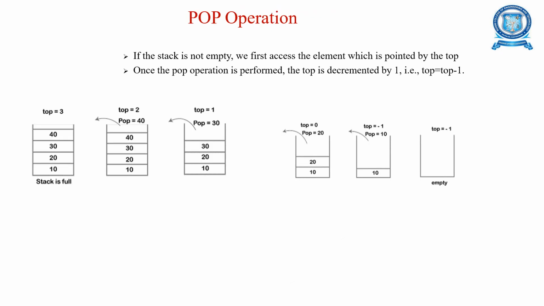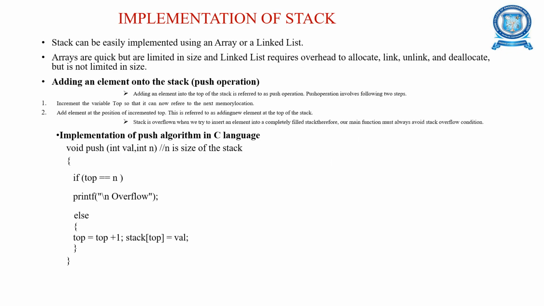Next is the pop operation, that is deleting. If the stack is not empty, we first access the element pointed to by the top, and once the pop operation is performed, the top is decremented by 1, top equals top -1. If the stack is full, we have to pop each element, 40, 30, 20, 10, till the stack becomes empty.